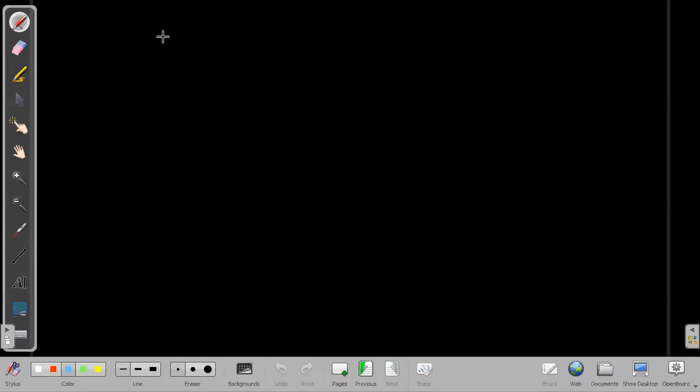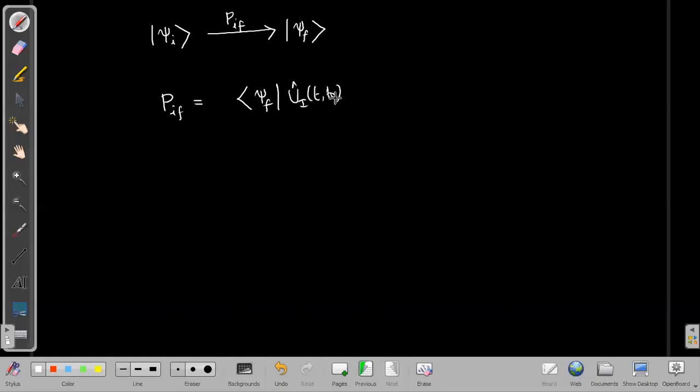Suppose initially the system is in the state psi i, and I want to know the probability to reach a state psi f. So the probability of transition from i to f is very simple. I have to just find the inner product of psi f with UI(t, t0) psi i, mod square. If we find this, you can find the probability of transition.